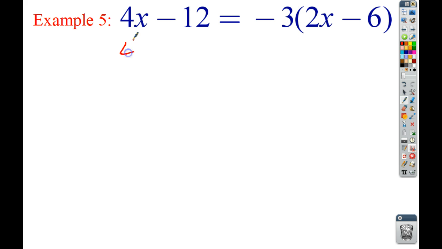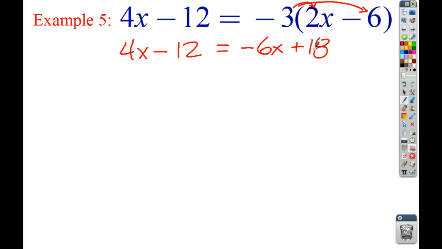Okay, so what I'm going to do is rewrite this, and I'm going to distribute, right? I'm going to take this and multiply it by each part. Okay, so -3 times -2x is -6x. And -3 times -6 is a positive 18. All right, now we're looking a little bit closer to something that I can solve.